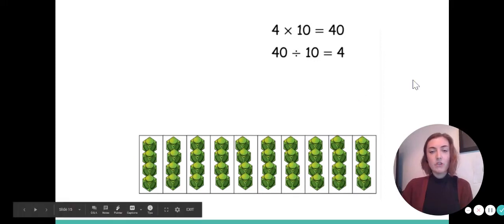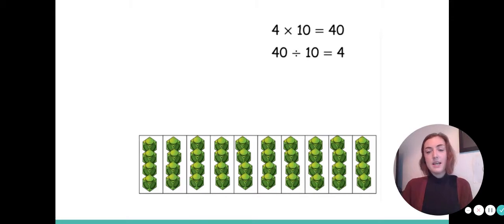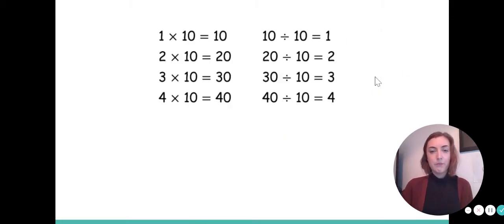If you had your 40 cubes, you shared between 10 to find out there are 1, 2, 3, 4 cubes in each group. 4 times 10 equals 40, but 40 divided by 10 equals 4. That is the inverse calculation. These are the number sentences that we just worked out. So here are our lots of and here are our divides by. 1 times 10 is 10, but 10 divided by 10 equals 1.